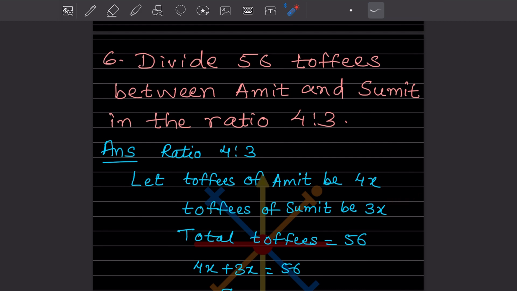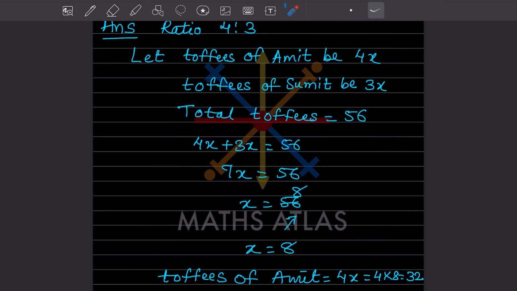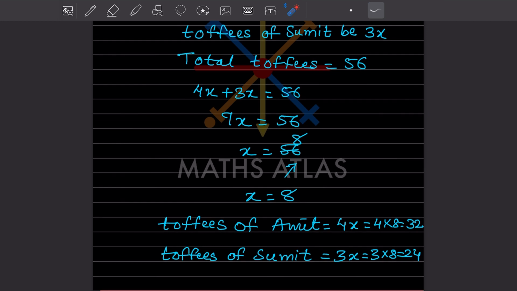And what did they say? Divide 56 toffees means total toffees is 56. So now what will we do? We will add both. So 4x plus 3x is 56. So 7x is 56. So x is going to be what? This is multiplication, so it is going to get divided. So it is going to be 56 divided by 7, that is 8. Okay, so this is actually the division sign. So we got the value of x as 8. So we can say now toffees of Amit is what? 4x. So 4 into, in place of x, we are going to put 8.